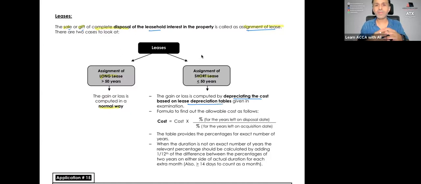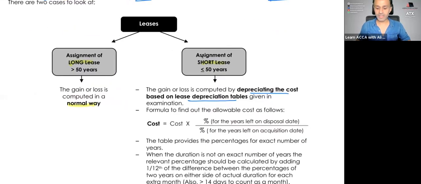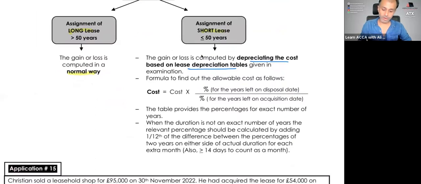So there will be a table, like in financial management courses, where you get a table of discount factors. There'll be a table of lease depreciation, which you will be using to compute that adjustment. Once the cost is adjusted, we will be able to match it up with the proceeds to find the gain or loss. That cost will be multiplied by a fraction. In the numerator, the fraction takes the percentage of the years left on the date of disposal, divided by the years left on the date of acquisition.